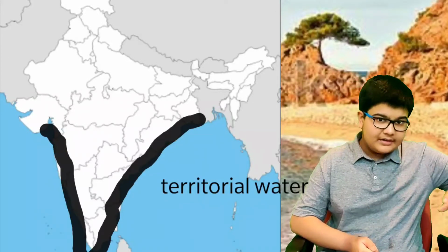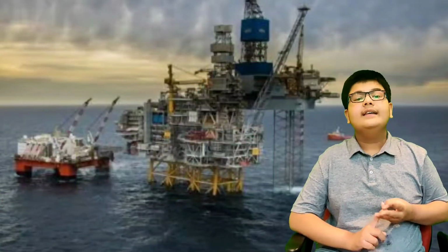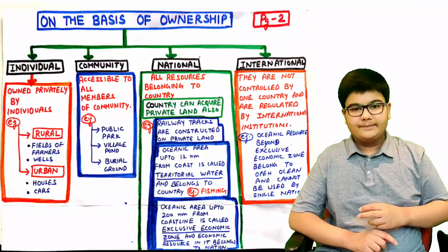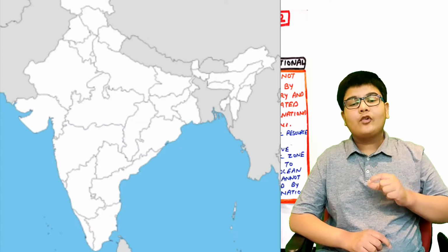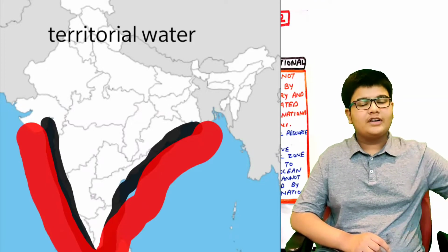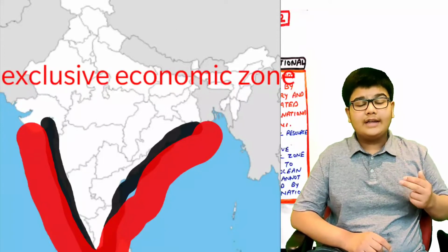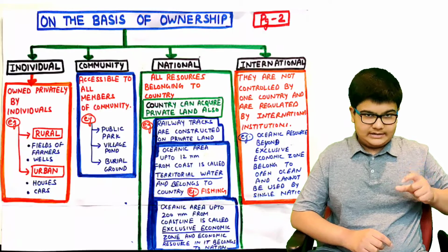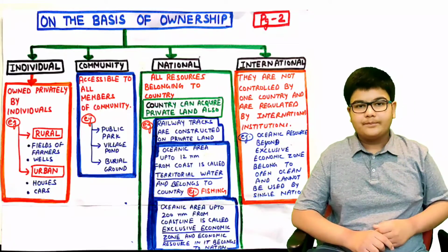And all the things such as fishing, mining, oil exploration, etc., which are conducted in this area belong to that country. And in addition, up to 200 nautical miles from the coastline, all the water in that area is classified as the exclusive economic zone. And the economic resources in that water belong to the country.